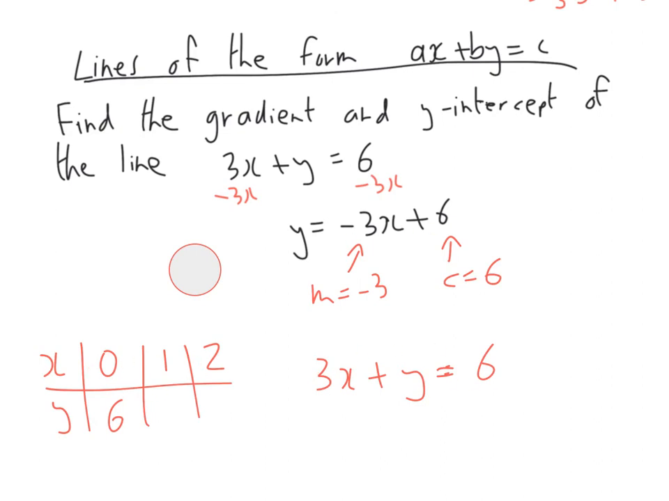Another wee quick way, which can be useful if they give you certain values, sometimes it's nice to do it this way. You've already got that one answer when x is 0. When x is 0, 3x would be 0, so y is 6. And then think about just, well, what if y was 0 instead? Then if y is 0, 3x is 6. If 3x is 6, x would be 2. And that gives you 2 points, which you can use to plot your graph.